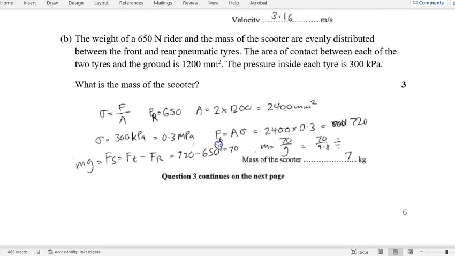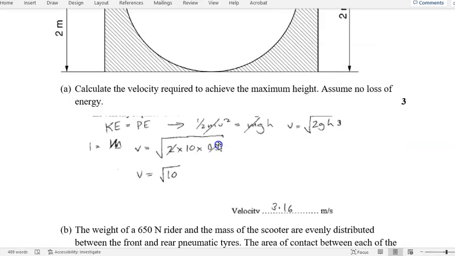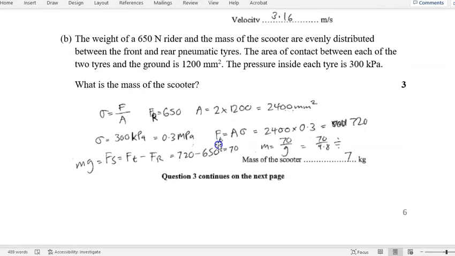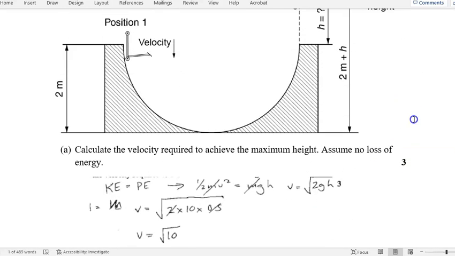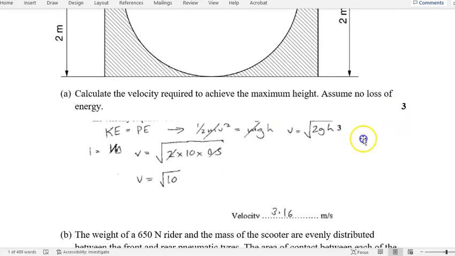Okay, the weight of a rider. Now this is an interesting question. This is just simply stress equals force over area, but with a couple of steps. The reason I made this three marks is because the HSC made these three marks. I would say mine is a little tiny bit easier.